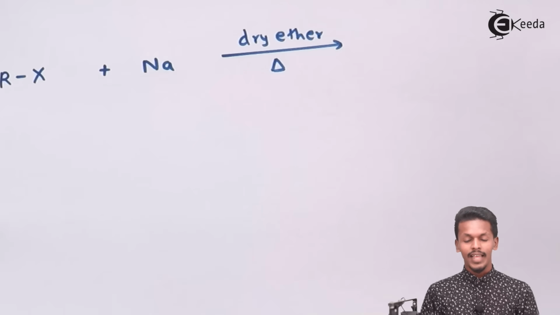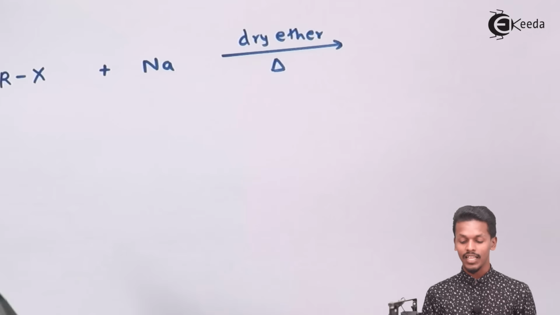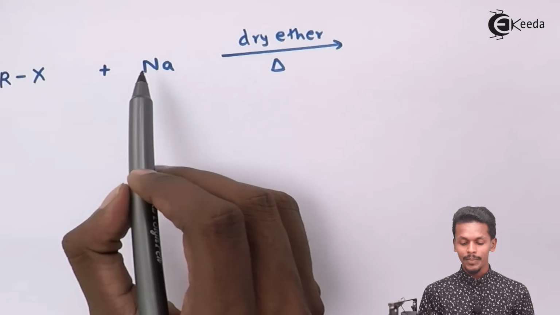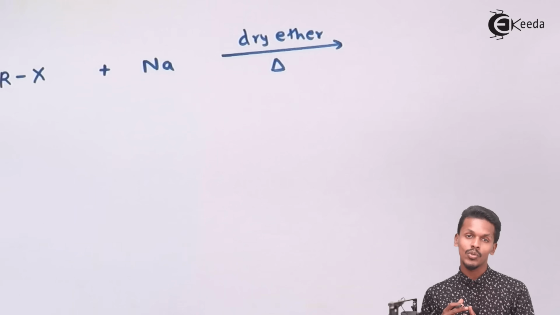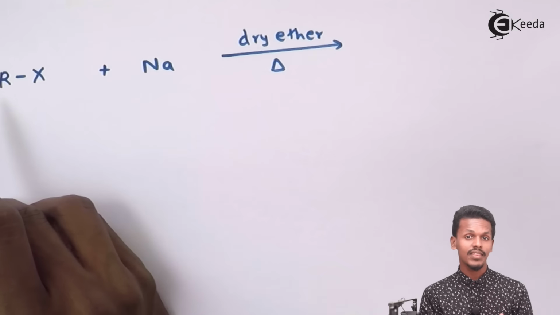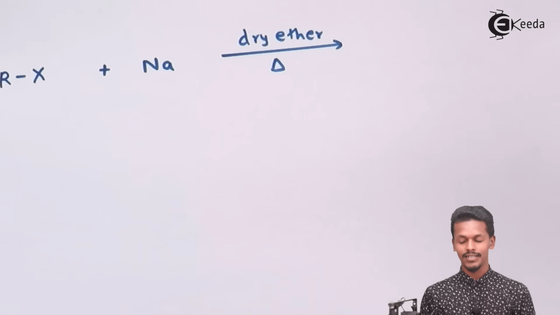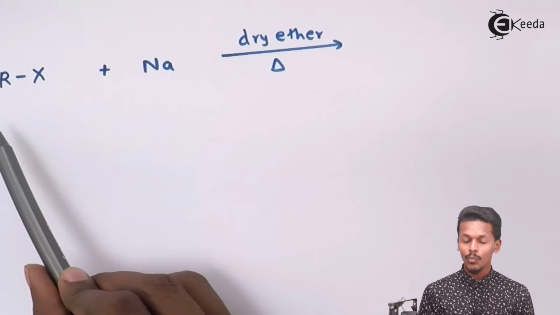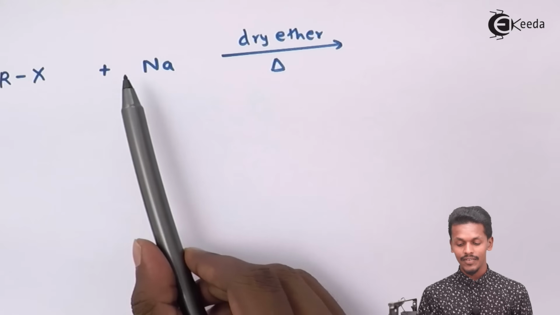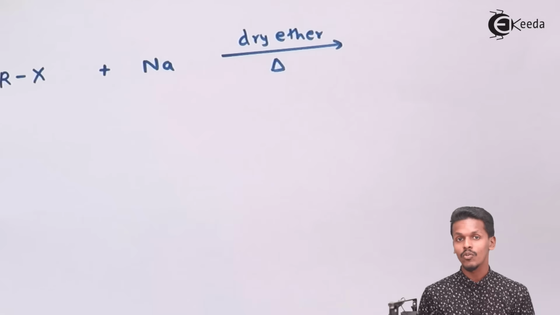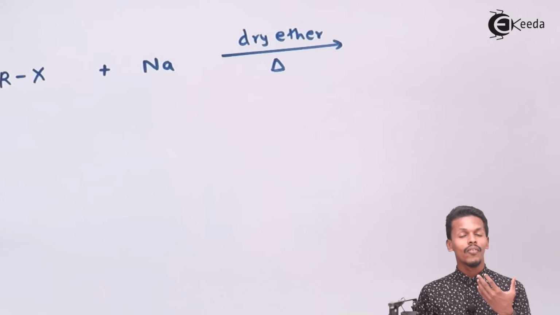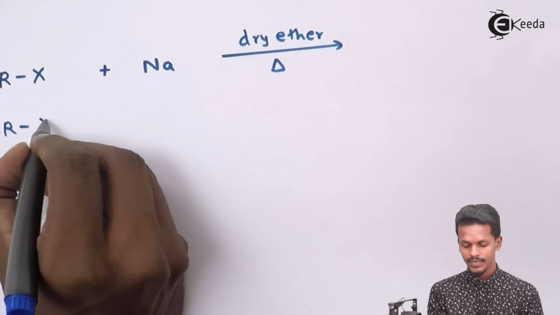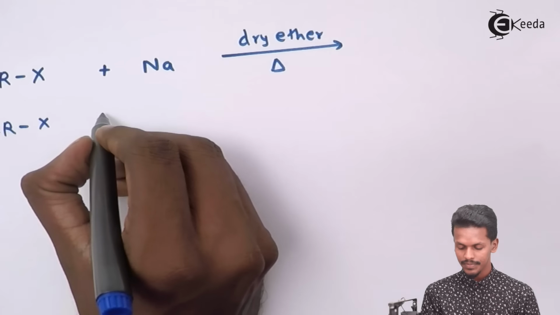But this reaction doesn't take place by reacting sodium with only 1 mole of alkyl halide, because the sodium will take away this X to form the sodium halide. But what will happen with the alkyl group? So now sodium will react with only 1 mole of alkyl halide. What will happen if NaX is produced and only the alkyl group is left? This does not happen. So for that what we are going to do is introduce 2 moles of alkyl halide and 2 moles of sodium.